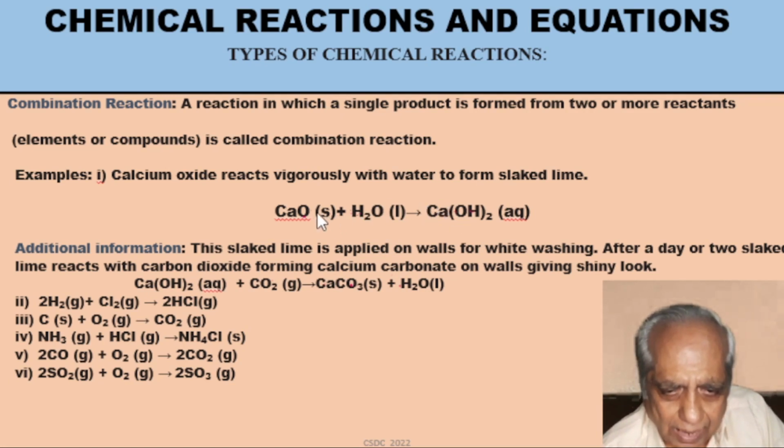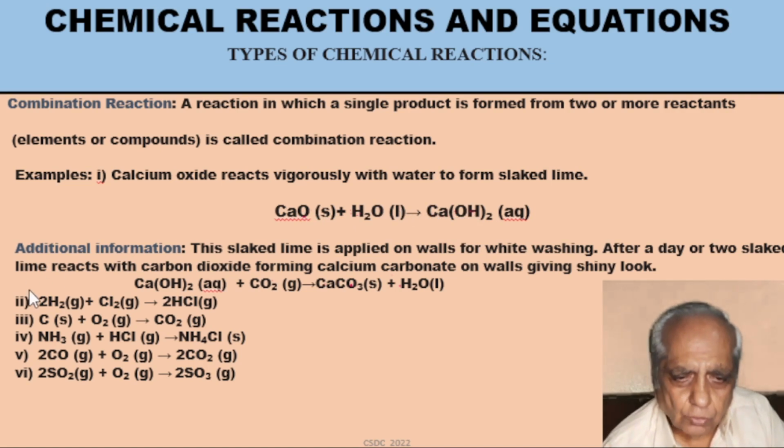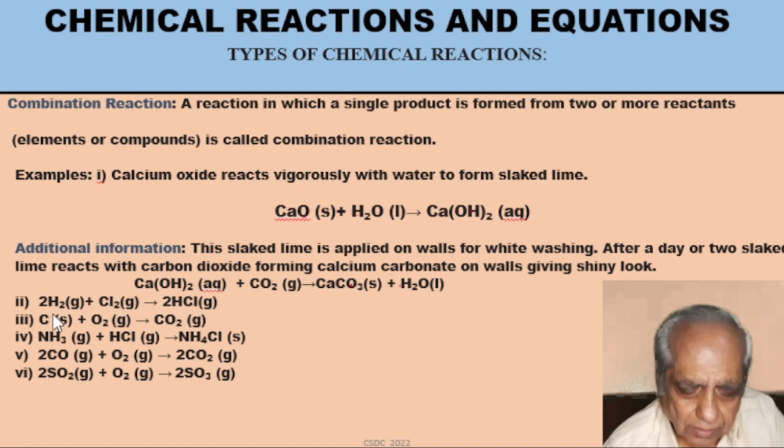In brackets, (s) means this was in the solid state, (l) is the liquid state. Aqueous means this is dissolved in water. So now let us see other examples. When we mix hydrogen gas and chlorine gas, you get HCl, hydrogen chloride gas. So here also you can see the two reactants are forming a single product. In brackets we write the state of the reactant or compound. Carbon, when we burn it in oxygen, this is solid, this is oxygen, you get carbon dioxide.